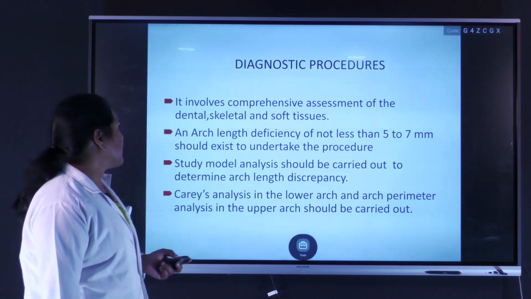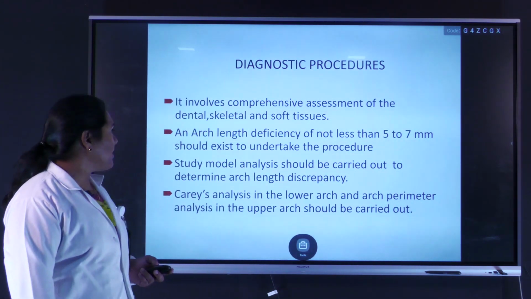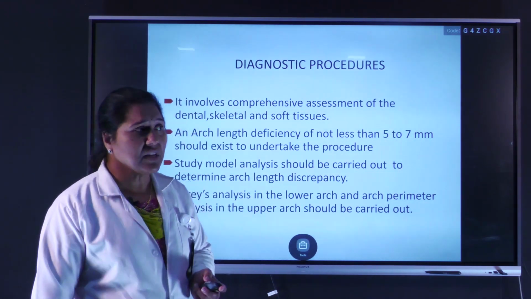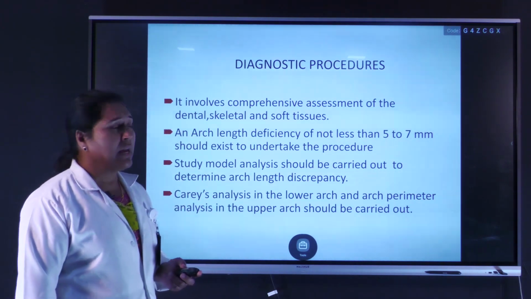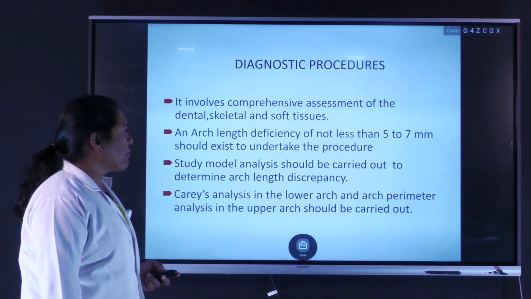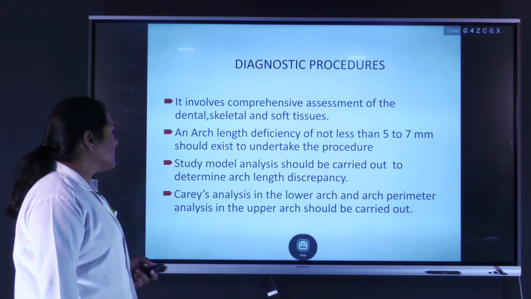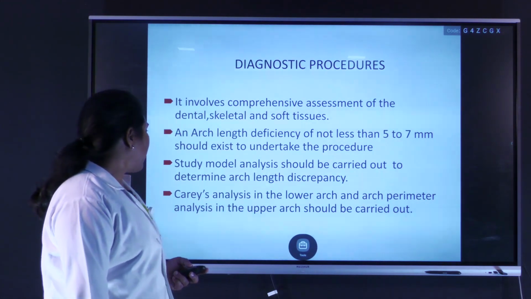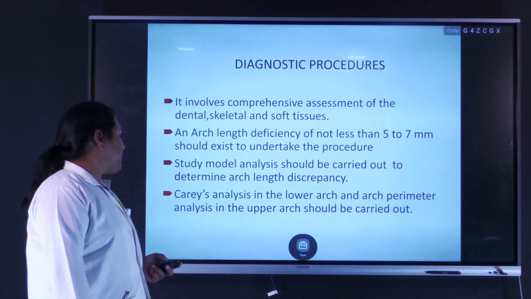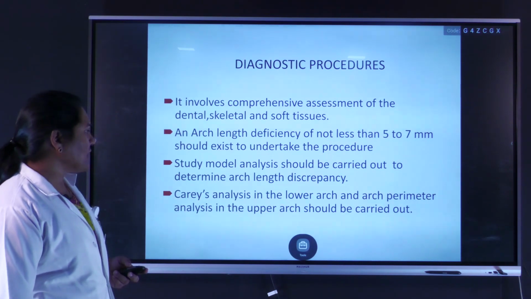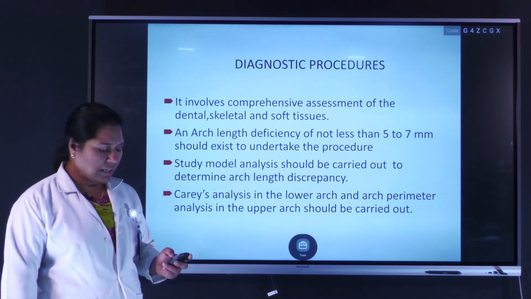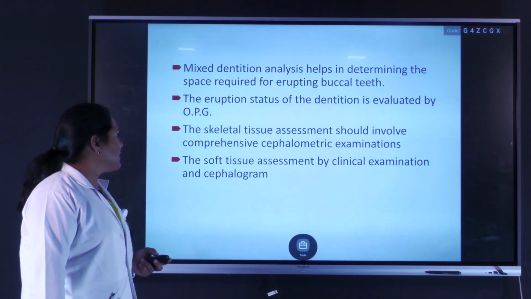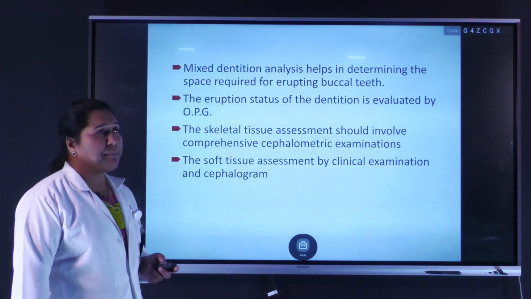Coming to the diagnostic procedures, it involves comprehensive assessment of dental, skeletal and soft tissue. So before going for serial extractions, the diagnostic procedure should be accurate. An arch length deficiency of not less than 5 to 7 mm should exist to undertake the procedure. Study model analysis, as you all know, should be carried out to determine the arch length discrepancy. Carey's analysis in the lower arch and arch perimeter analysis in the upper arch should be carried out. Sometimes mixed dentition analysis also helps in determining the space required for the erupting buccal teeth.